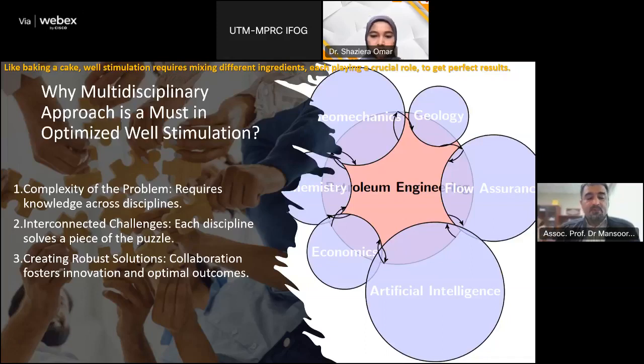So now, when we approach these interconnected challenges with a multidisciplinary lens, we are not just creating isolated solutions. Instead, we are fostering a collaborative environment that allows for a much more robust, innovative, and optimal solution for well stimulation. So the need for a multidisciplinary approach in well stimulation isn't just important, it's absolutely crucial to navigate the complexity and deliver the best results.